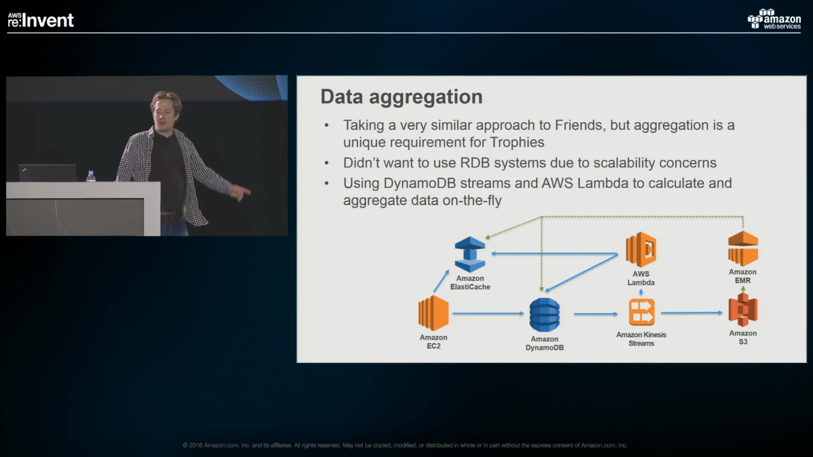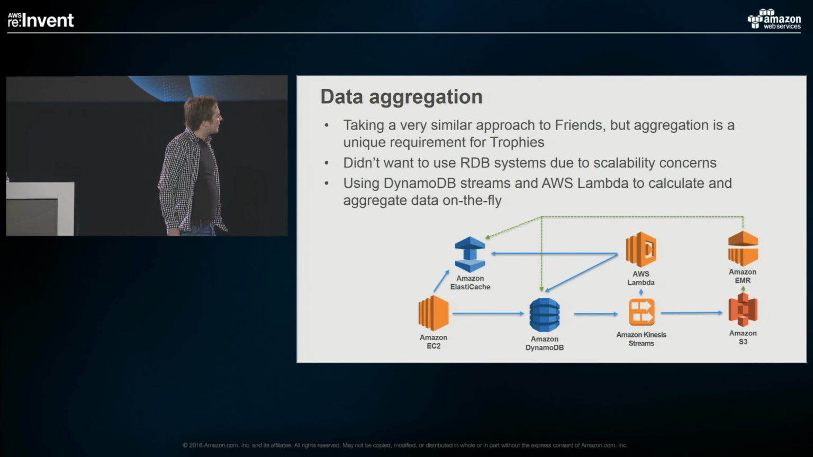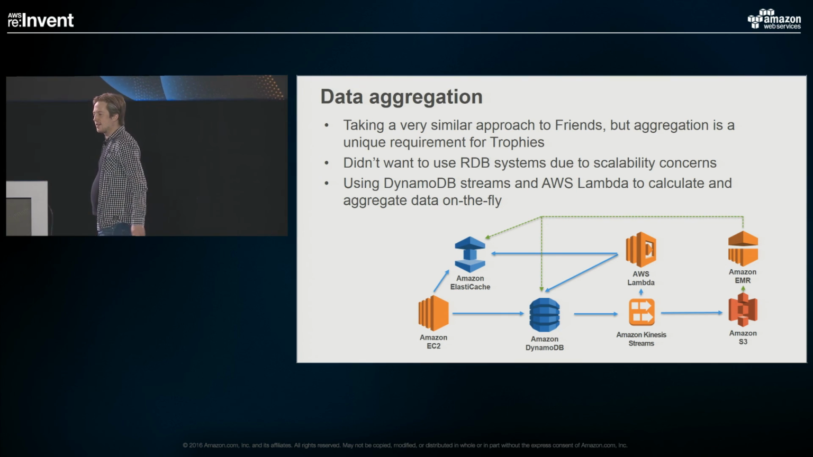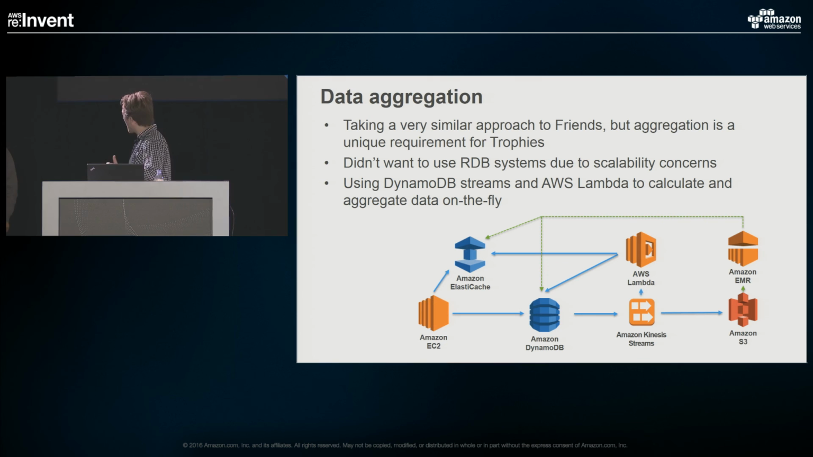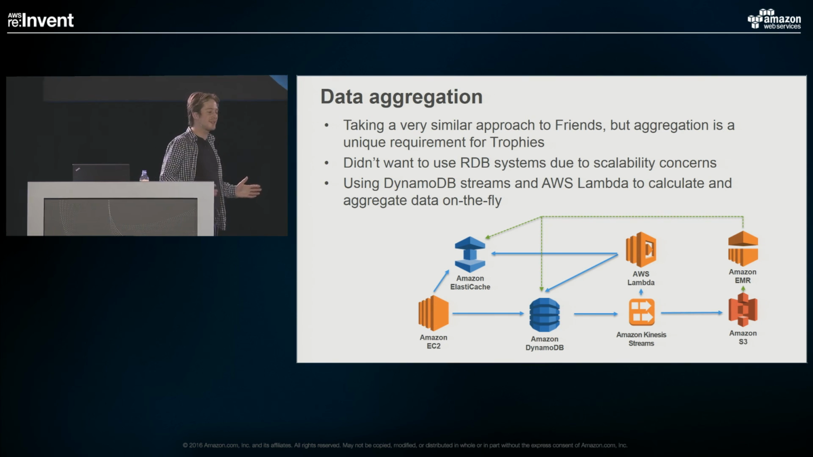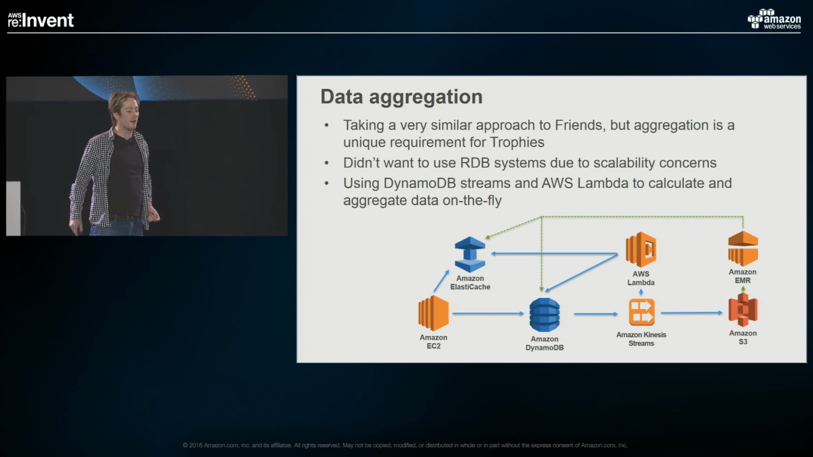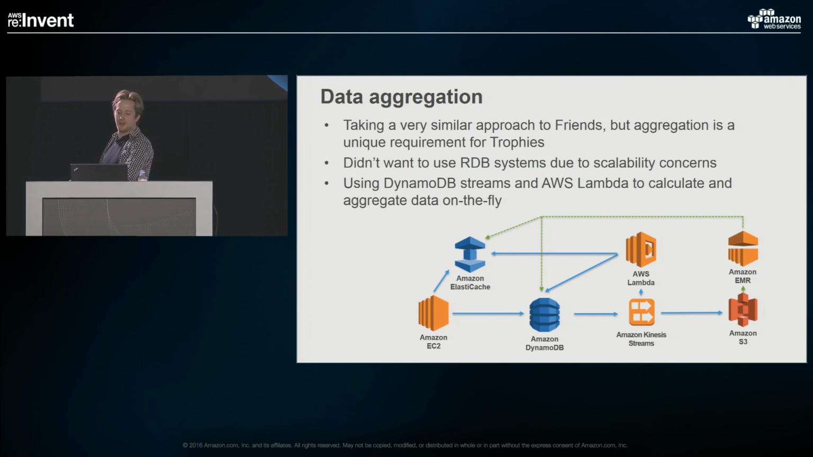Even though you see the line from Amazon Kinesis to S3 and then Amazon EMR, during yesterday's keynote they announced Amazon Athena, which we're super excited about, because it might mean we don't have to use Amazon EMR anymore. We can just go ahead and query that data that we buffered onto S3 and add new features super quickly.